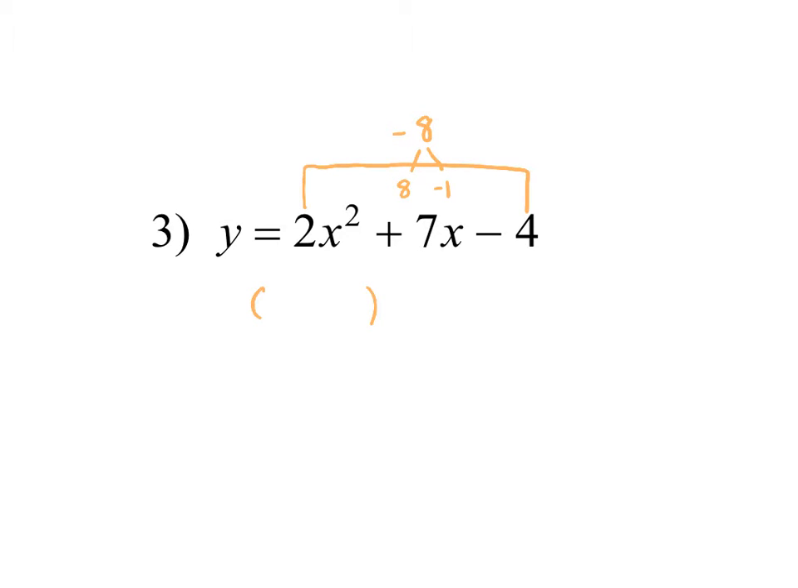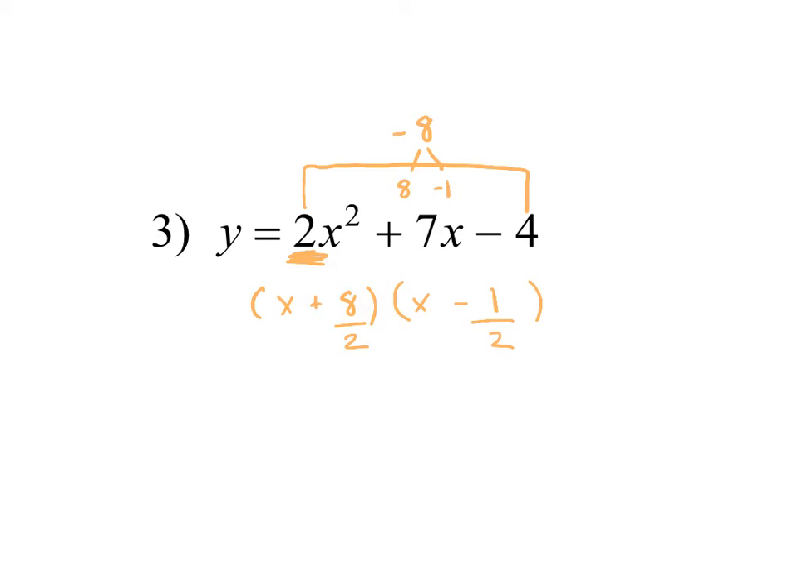So we put those into our parentheses. So we have x plus 8 and x minus 1. We can't forget that we started with this leading coefficient of 2. So we need to make sure that we include that 2 in our parentheses. How we would do that is just divide each of our numbers by that leading coefficient. If it goes in pretty, we simplify. If it does not, we move it to the front.